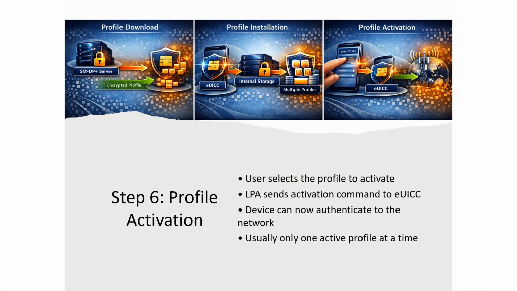Step 6. Profile activation. Finally, the user selects the profile to activate. The Local Profile Assistant sends a command to the EUICC to enable that profile. Once activated, the profile behaves exactly like a traditional SIM card. The phone can now register on the mobile network using the credentials stored in the profile. Typically, only one profile can be active at a time, although several profiles may be stored.